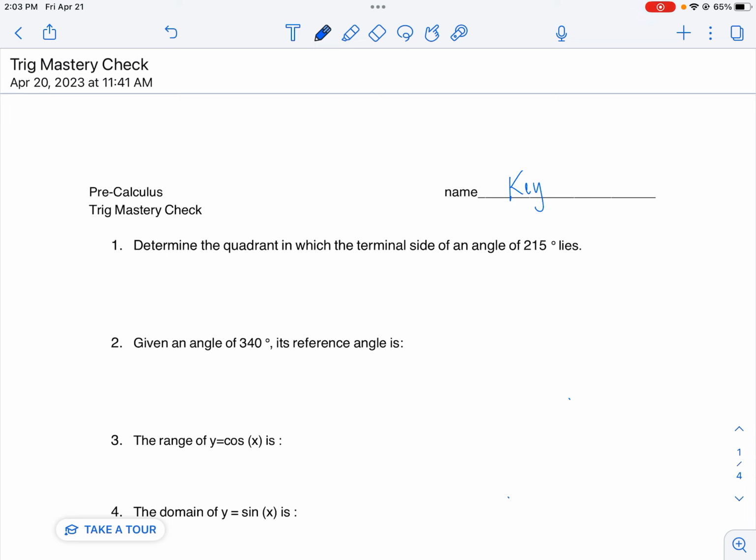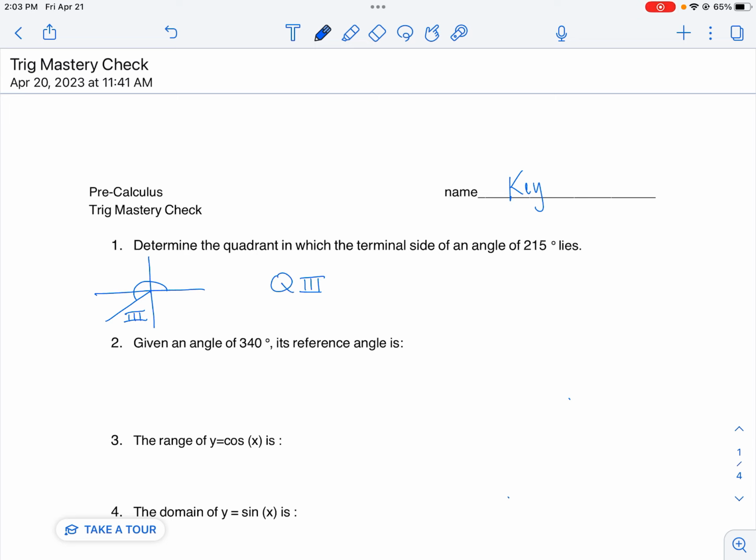Determine the quadrant in which the terminal side of an angle of 215 degrees lies. Well, you may be able to do that in your head, but I'm going to do a quick sketch of 215 degrees. That is down here. The terminal side, meaning where it ends, is down here in quadrant 3.